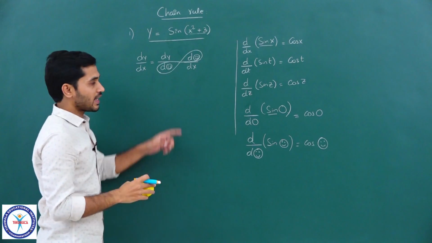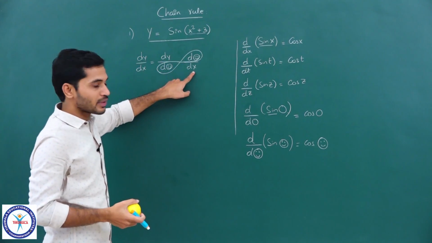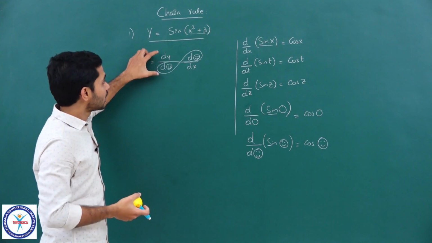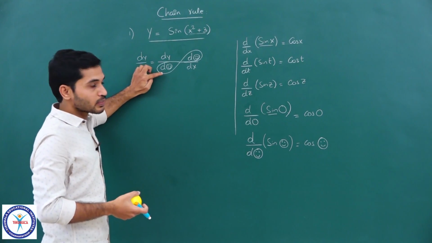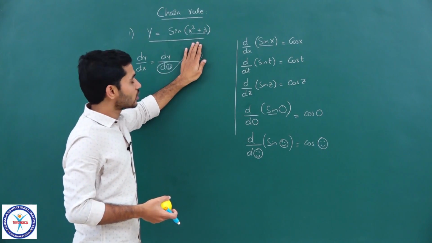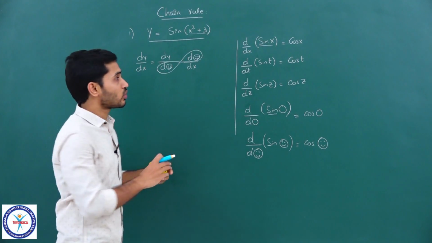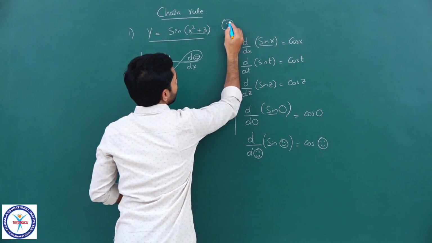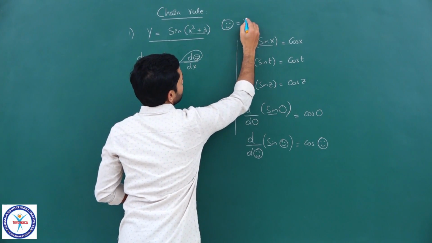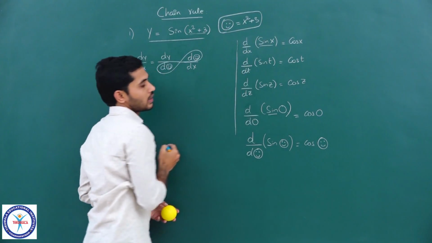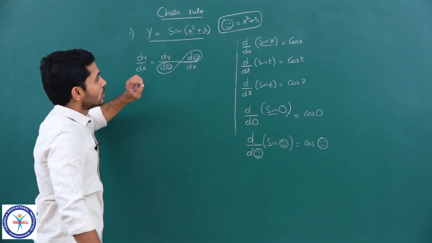Because I cannot directly calculate the value of dy by dx, to calculate dy by dx, what have I done? I have created dy by d smiley. I know how to calculate dy by d smiley, and then I know how to differentiate smiley with respect to x. What is our smiley here? In this particular case, our smiley will be equal to x square plus 3. Understood? So, that is the idea.